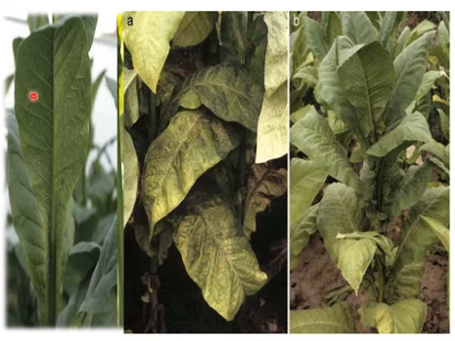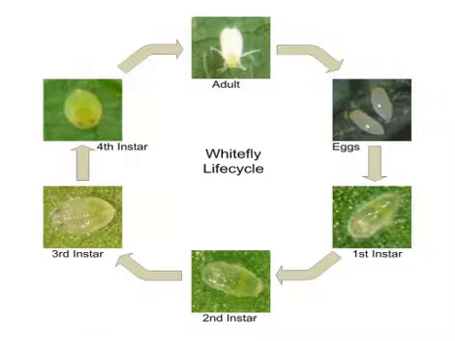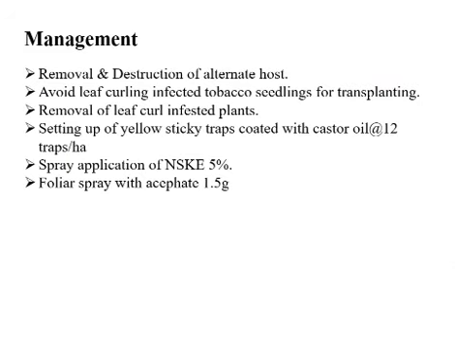So we can see that whitish eggs are laid on the leaf, and these are the damage symptoms of the whitefly. And this is the life cycle of the whitefly: adult, eggs, first instar, second, third, and fourth, and again adult. For management, we have to remove and destroy the alternate host, and leaf curl infected tobacco seedlings should not be used for transplanting. Yellow sticky traps coated with castor oil are set at the rate of 12 traps per hectare, with spraying of NSKE at 5%, and foliar spray with acephate 1.5 grams.